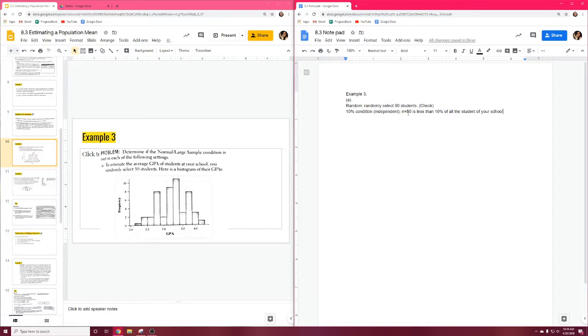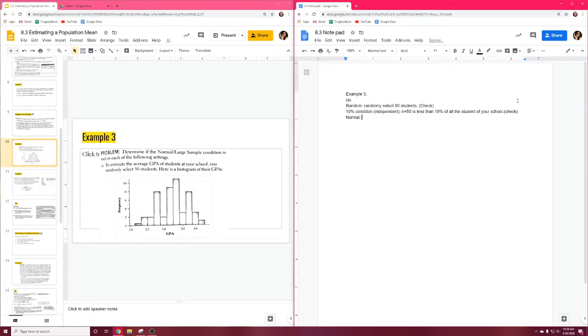Okay, so if 50 is less than 10%, which means the population at the school has to be more than 500, which is reasonable. In a school they will have more than 500 students, so you can assume that. And then over here we have another check.